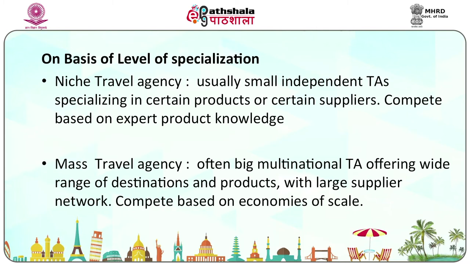and provides extra services such as reporting and travel management. Next, on the basis of level of specialization, niche travel agency: usually small independent travel agencies specialized in certain products or certain suppliers, competing based on expert knowledge. Then mass travel agency: these are known as big travel agencies like multinationals, offering a wide range of destinations and products with a large supplier network, competing based on economies of scale.